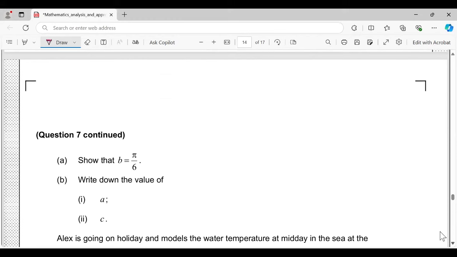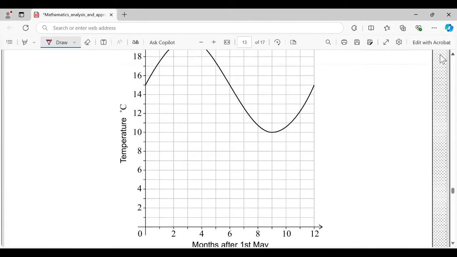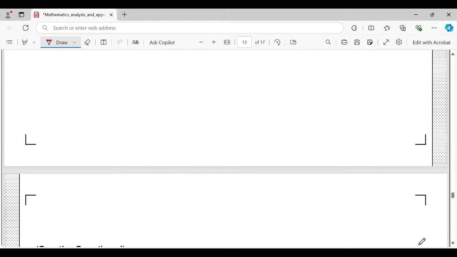Question. Show that b equals pi over 6. On this diagram, one wavelength is 12. So 0 to 12, that's one wave. So one wave equals 12.